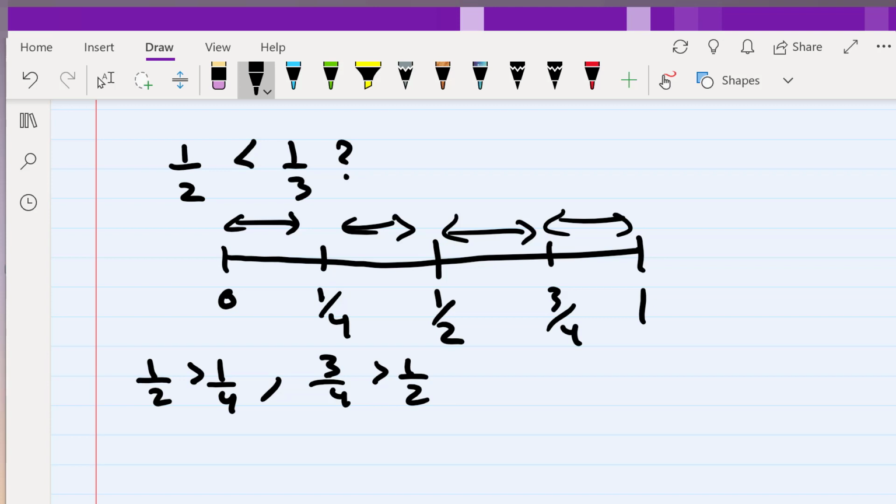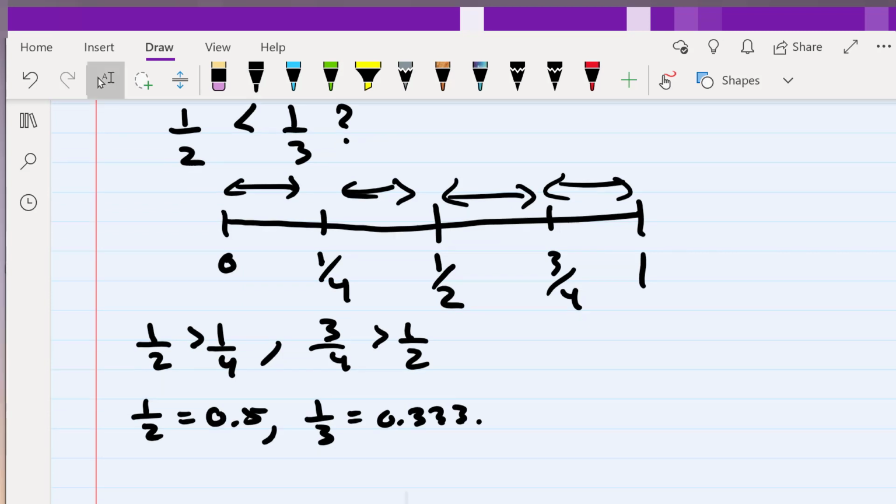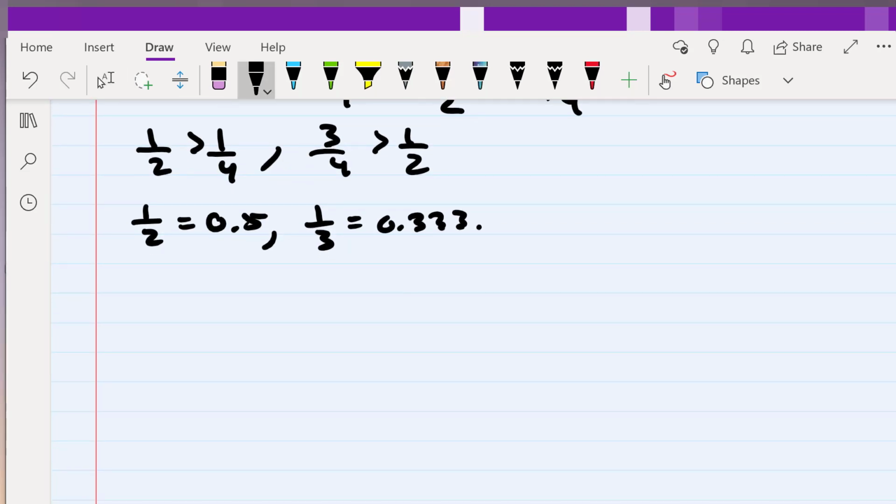But it still doesn't tell us, is 1/3 greater than 1/2, or is 1/2 greater than 1/3, because we don't really know where 1/3 falls on this number line. We could use a calculator and say, okay, 1/2 equals 0.5, and 1/3 equals 0.333. And we can see that, indeed, 0.5 is greater than 0.333. And this tells us that 1/2 is greater than 1/3.